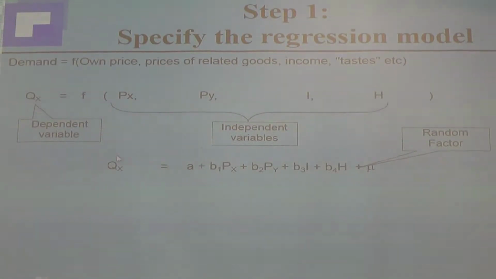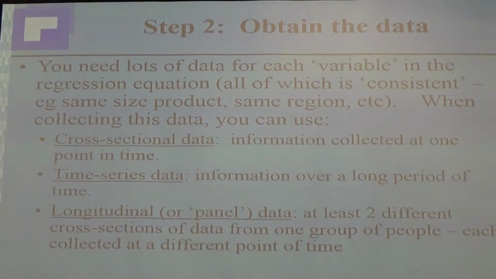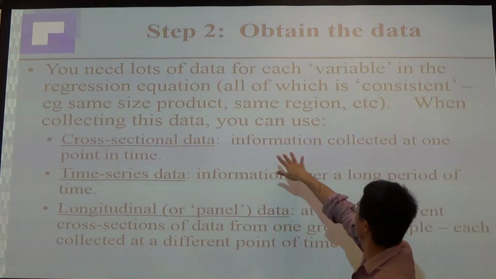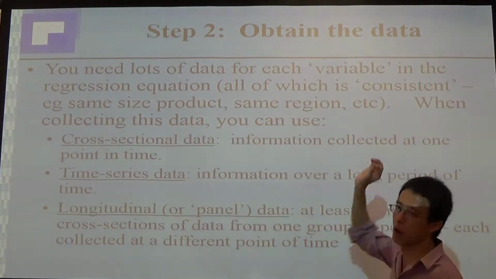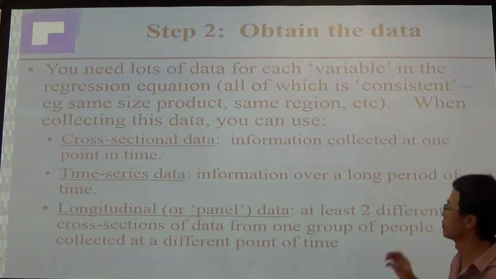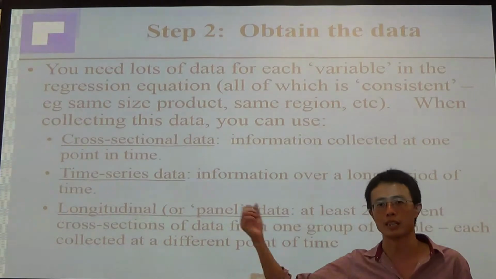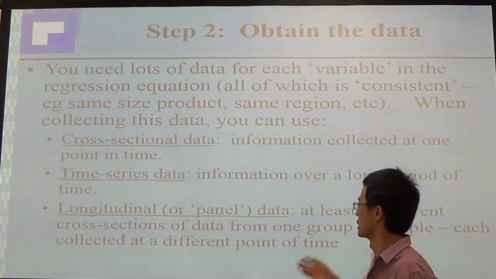For example, if you want to estimate this equation, you need to have the quantity of X, the price of X, the price of Y, income, and age. To get this data, you can either use cross-sectional data. Cross-sectional data is the information collected at one point in time. Or you can use time series data. It's information that you collect over a long period of time, over 1 year, 2 years, 10 years, 20 years.